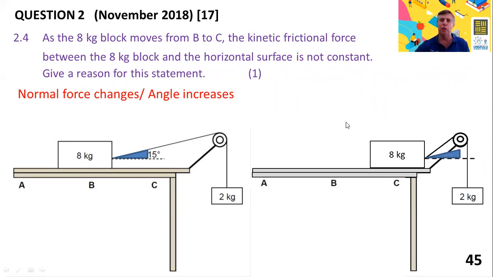Now you don't need to say all this for the 1 mark, but I'm just trying to explain it to you. And of course, because the angle is bigger, there'll be a larger upward component. The string will tend to lift the block more, which will decrease the normal force and therefore decrease the friction.